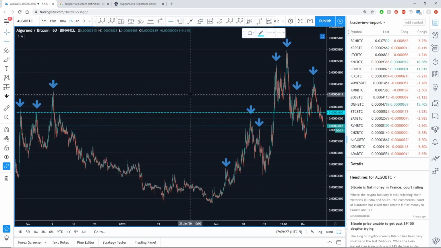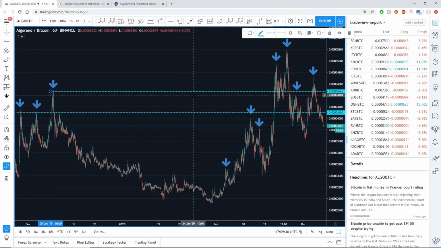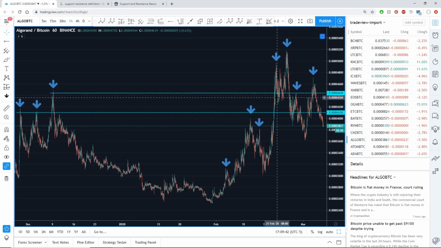Let's see if any of the other ones match up as well. So you see this arrow and this price when I hold my cursor over it, they're pretty close to each other. So I would, again, consider this a pretty strong resistance point here. And you can see that it really captures the top of that and nearly the top of this.